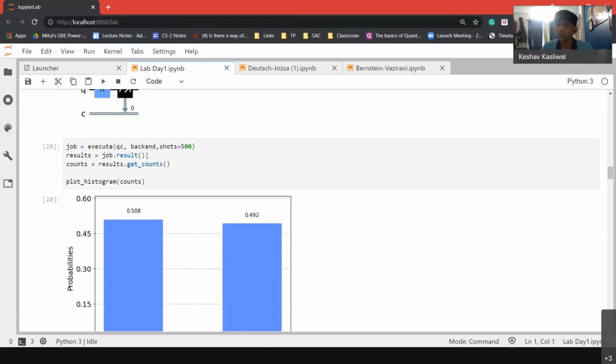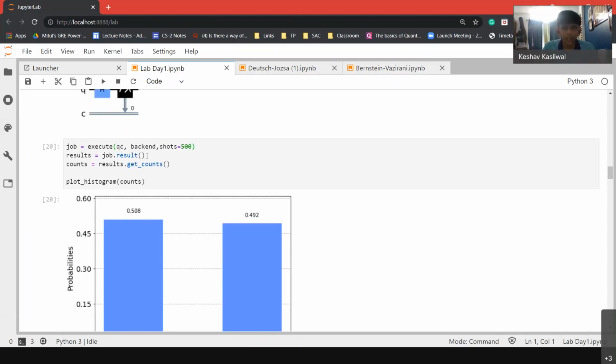However, this wouldn't change the theoretical value. That means if the state is 1 by root 2 times 0 plus 1, the probability of getting 0 is 50%, and so is for 1. But we have a sample space, so even if we execute and measure, there is a chance that ones could be more than zeros, because we have a specific sample space. We have this cloud of data.